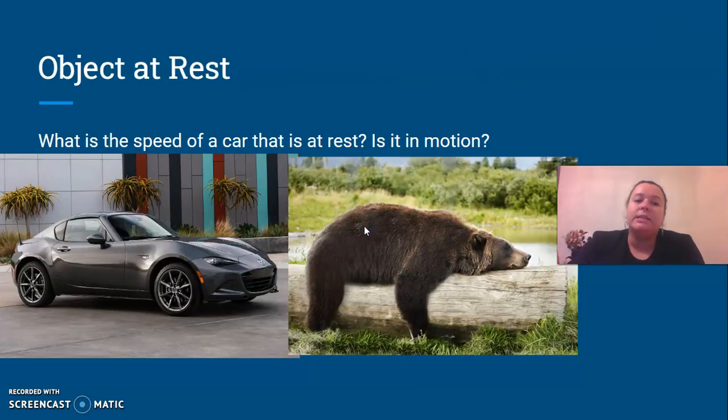Now, when an object is at rest, does it still have a speed? Well, yes, technically it does, and we just give that a 0 for the speed. So technically it's not in motion though, because its distance has not changed, but you can still assign a number for the speed, and you just put a 0, like for this car that's standing still, that's 0 miles per hour, and this bear is not traveling, it's just resting, so it'd be 0 meters per second.